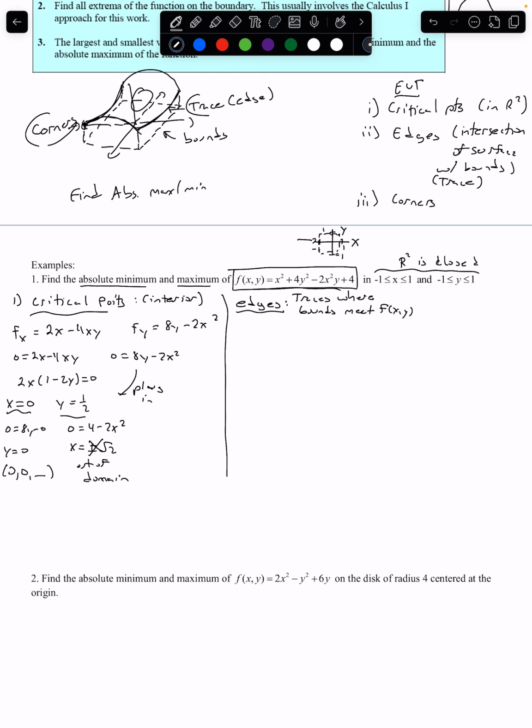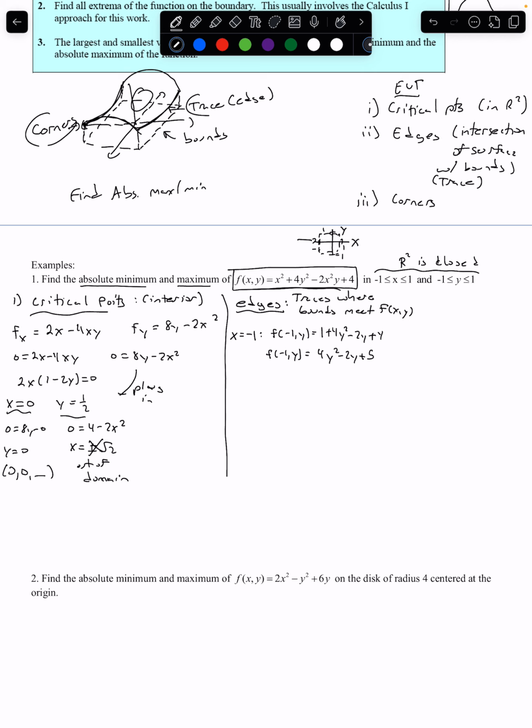So to find the trace, we've done this a long time ago. If one of my bounds is x equals -1, I just plug that into the function itself. Let x equal -1, and I could plug it in. We would get f of -1, y. This is equal to, plug it into the function, 1 plus 4y squared minus 2y plus 4. So we would get 4y squared minus 2y plus 5.